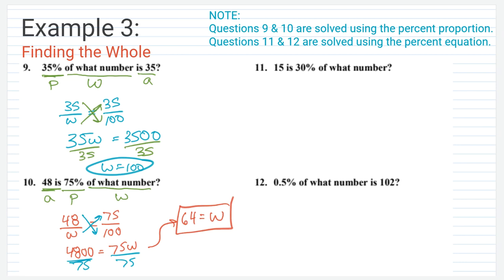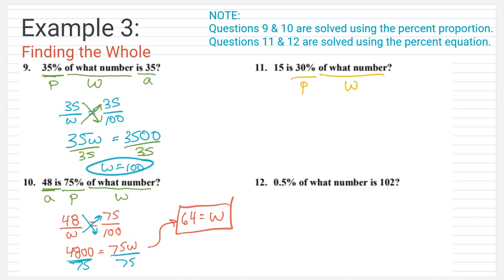So setting up a proportion, again, is one option for solving these problems. We can also set up an equation. So if I take a look at this next one, again, we're going to identify the key pieces of information that we need. So start with the percent. So 30%, I can see that that is my percentage. Of what number, we don't know, so that's W again because it's out of something, right?